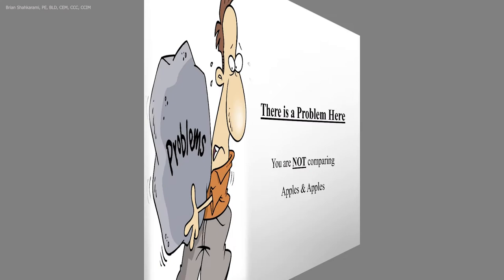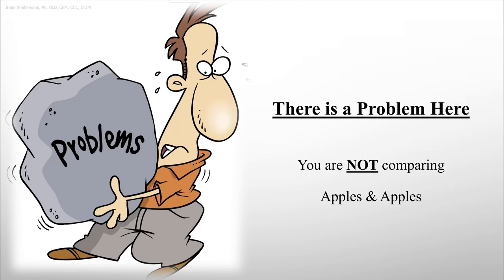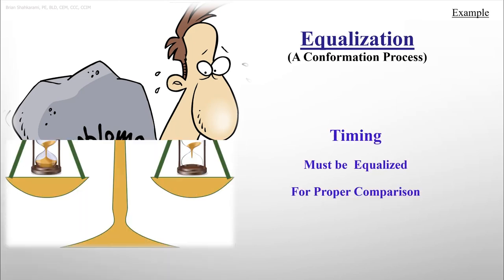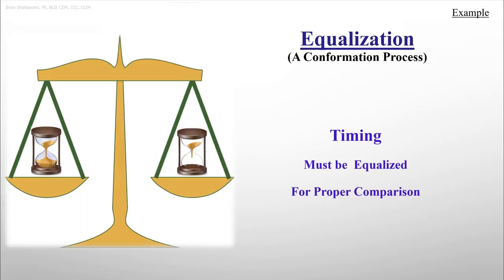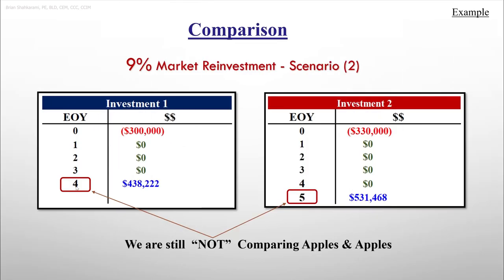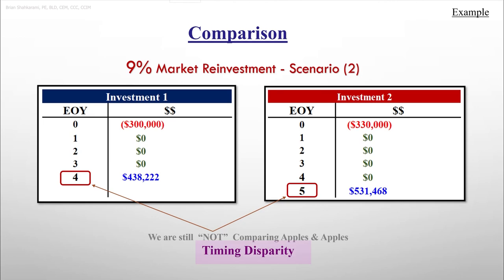But there is a problem here. We're still not comparing apples and apples. We're still comparing apples and oranges. We must make some adjustments and equalize our timing. So what do I mean by that? Investment 1 is for 4 years, investment 2 is for 5 years. Again, they're apples and oranges. They have to be the same. They both have to be 5 years. So there is a timing disparity here that we have to fix.